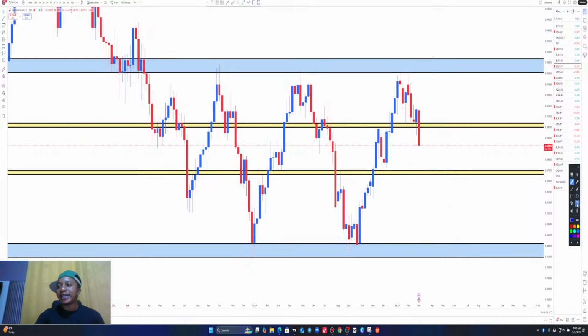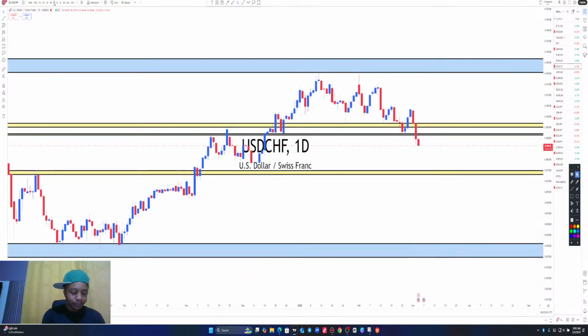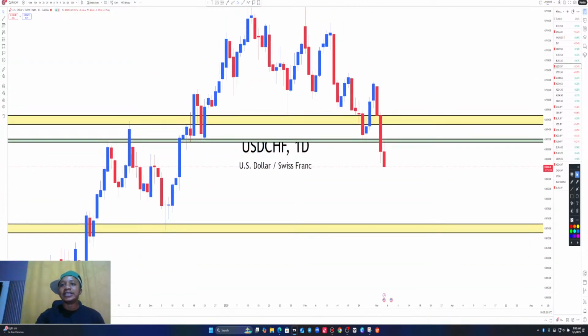All right, so let's take it again to the daily time frame where we can understand how price will be able to sell all the way down here as the lower low and how we can also capitalize on it as well. So USD CHF, let's take it all the way to a daily time frame to continue. All right, so this is the daily time frame of USD CHF.